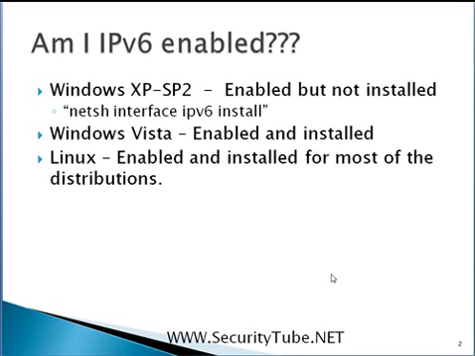If you are using Windows operating system with Service Pack 2 for Windows XP, you are already IPv6 enabled. The only thing is that the IPv6 suite is not installed. To install IPv6 on Windows XP Service Pack 2, it is very simple. Just open the command prompt, the command shell, and write the command netsh interface ipv6 install, and IPv6 will get installed. It's just a matter of a few seconds.